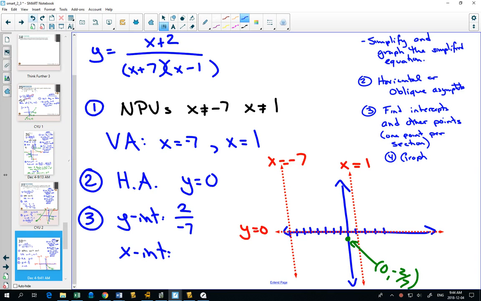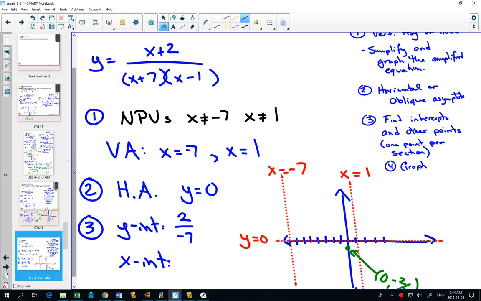X-intercept. You have an x-intercept when y is 0. Remember, a fraction is only equal to 0 when your numerator is equal to 0. Can you ever make your numerator equal to 0? Yeah. What would it be? -2.